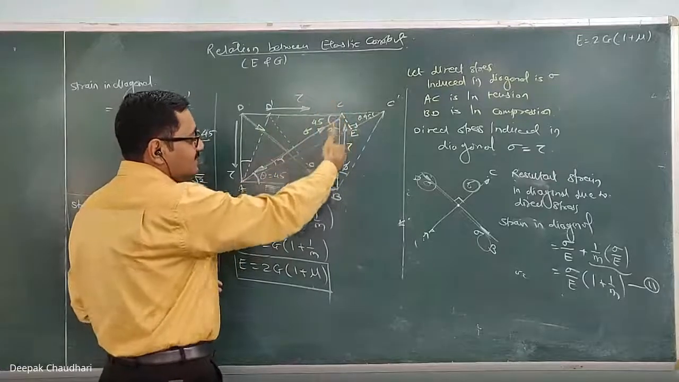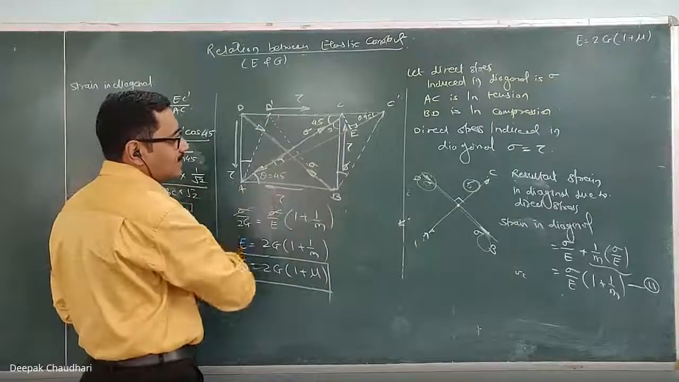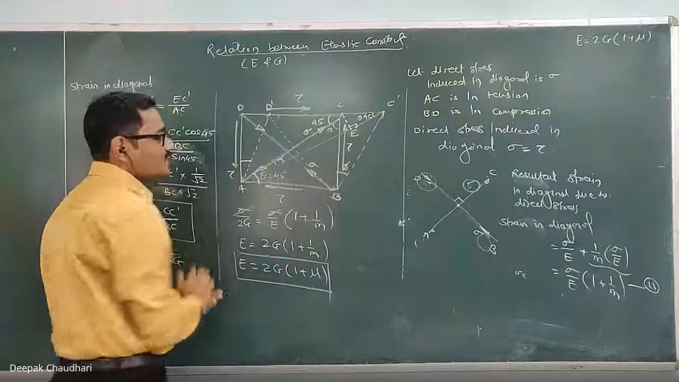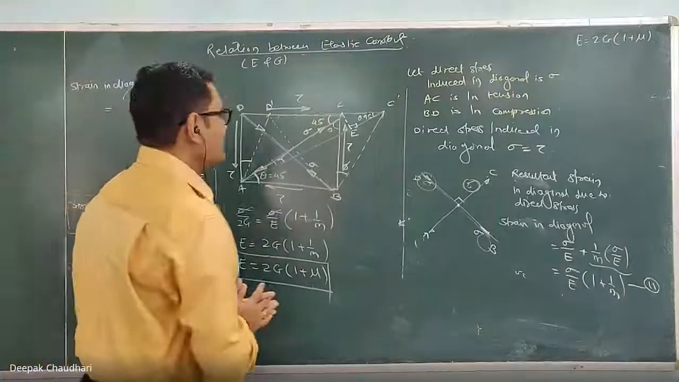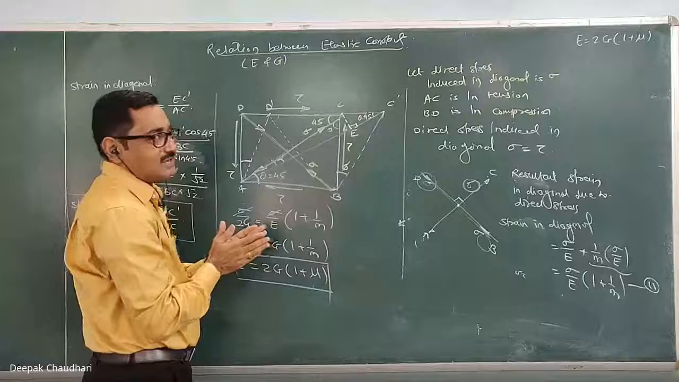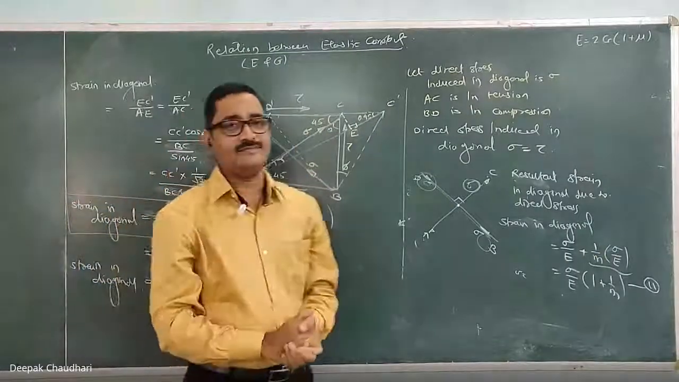The complementary shear stress is induced on a plane which is perpendicular to that. So these are the shear stresses which are applied, whereas these are the complementary shear stresses which are induced on a plane perpendicular to that plane. And because of this stress structure, these diagonals are in compression and tension.